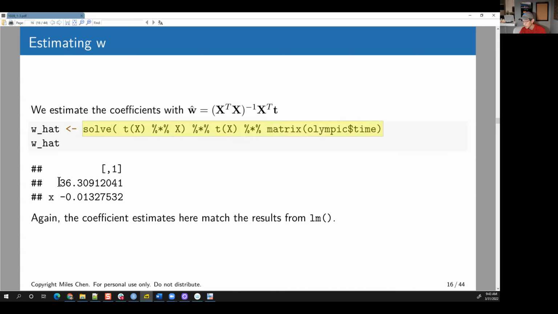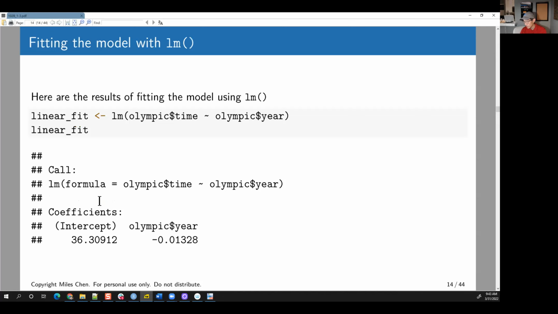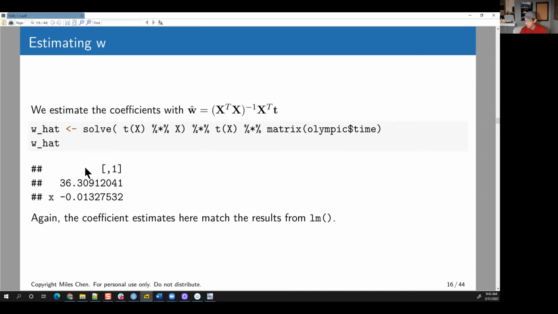And what it does is it says, okay, your estimate for the intercept is 36.309. Your estimate for the slope is -0.013. And if I just go back a few slides, we can see, yes, this matches up exactly to what we have, 36.309 and -0.013 for the slope. Okay, so our values here match exactly what we got with the linear model. All to say, whatever we're doing with the matrices, it's still working. So that's good news.